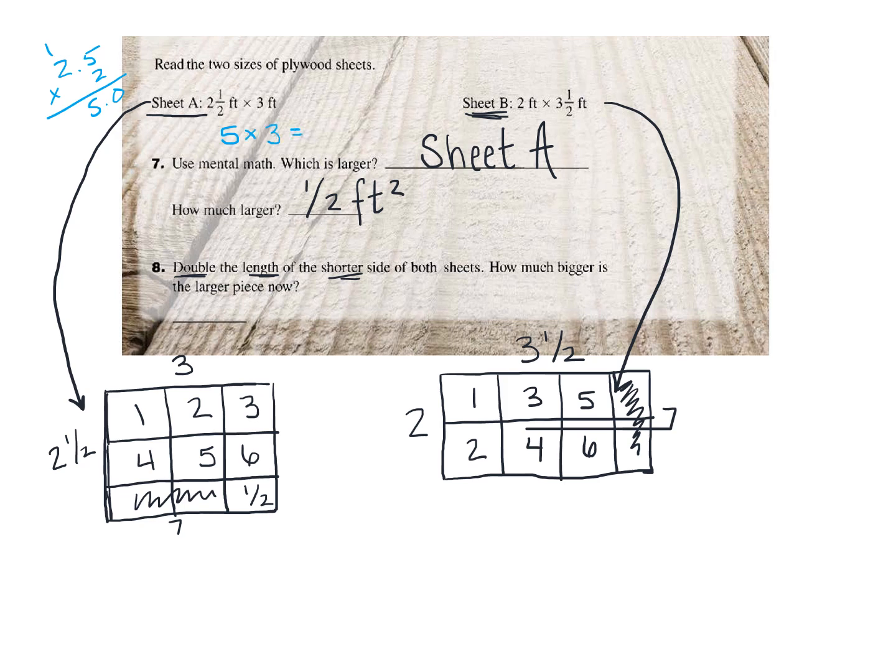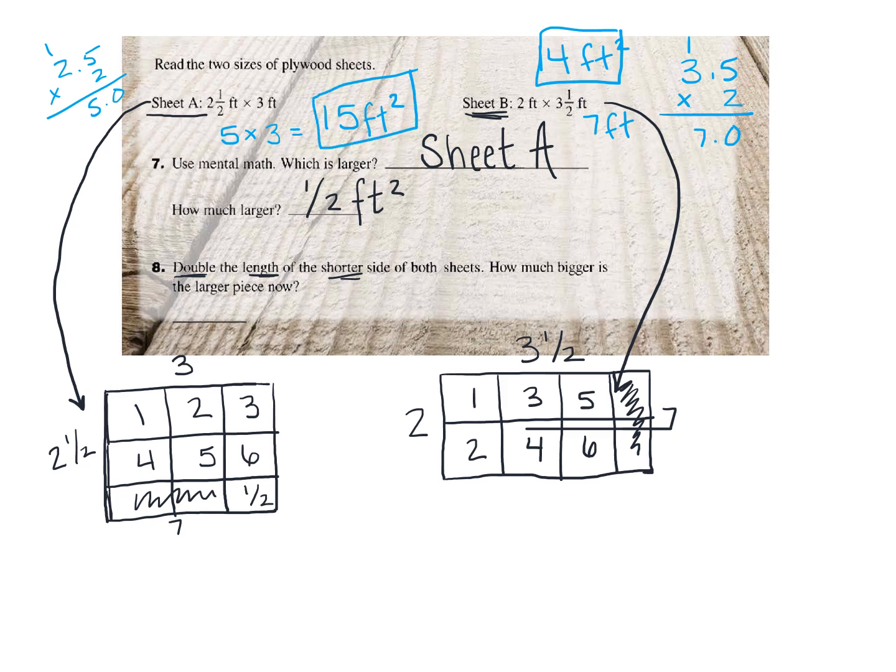Well, I can just do that in my head. That's 15 feet squared. Now here I have 3.5 times 2, which is 7. Okay, so that's 7 feet. And 7 feet times 2 feet is 14 feet. So we have 14 feet squared and 15 feet squared. So actually I didn't need to erase anything. So the difference here is 1 foot squared. Well done.